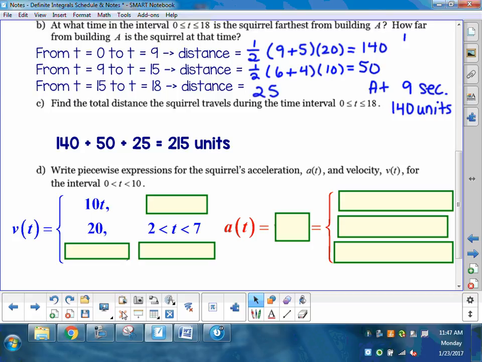Careful, and by the way, he's wrong. It's not 10x, it's 10t. Who can tell me how you know that? Seriously? No clues at all? What? Yeah, it's changing, and you take the slope, y equals mx plus b.